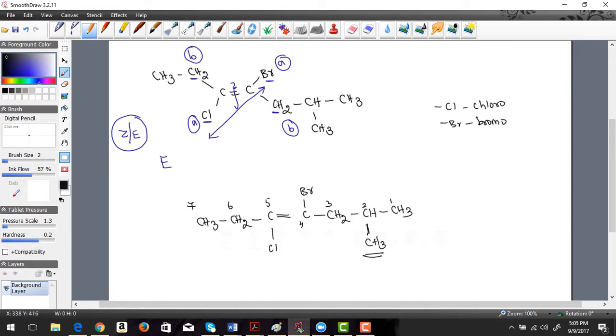Br is first in the list, so it's E, 4-bromo, 5-chloro, because B, C, and then M, 2-methyl. The double bond is between 4 and 5, and there is 1, 2, 3, 4, 5, 6, 7 as the longest chain, so it'll be 7 carbons total, and that's heptane. But it's a double bond, so it's 2-methyl 7-heptene.